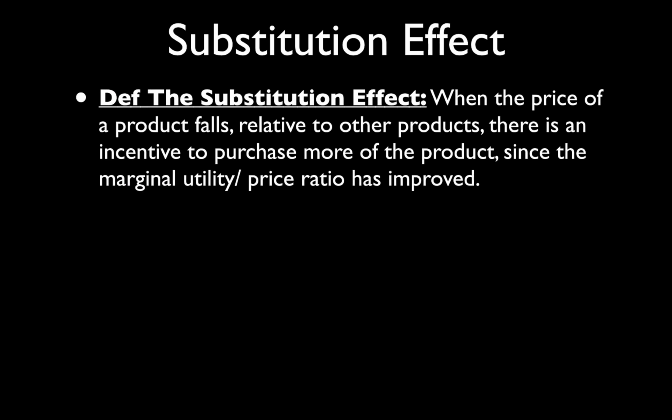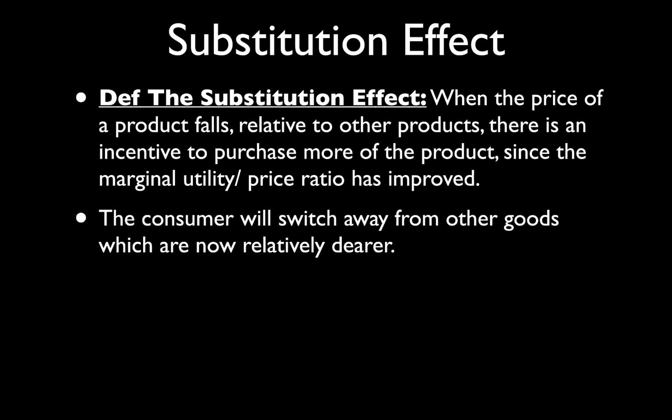Now, when we're looking at this, we might as well just start with a definition. The substitution effect: when the price of a product falls relative to other products, there is an incentive to purchase more of this, since the marginal utility per price ratio has improved. This will make sense more in the next video, but all I'm saying is, going all the way back to the equimarginal principle from the videos on playlist 1.2, basically people always buy more of a relatively cheaper good because they want the best value for money.